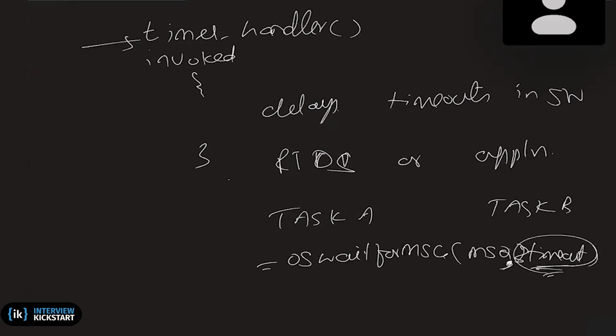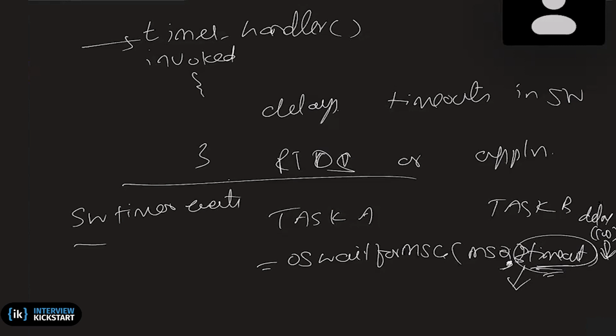There may be another task which may be using a delay, like we discussed earlier, 100 milliseconds. So there are at least 2 pending events. One is a timeout event. This is also a timeout event, but basically a delay event. It is the responsibility of the timer handler, and together with it, there may be a module in the RTOS which handles the software timers or software events.